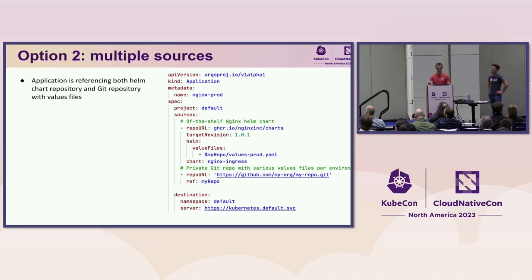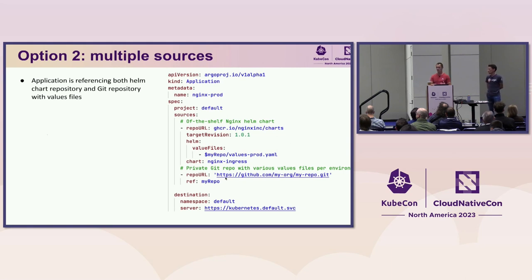The feature is called multiple sources. That's pretty much a different way of deploying together a set of manifests that are located in different sources. As you can guess from the name, an Argo CD application got the ability to describe multiple sources in a single application. It actually solves several use cases, but the Helm use case was the primary driver to build that feature. The YAML on this slide demonstrates how you can deploy Nginx using the off-the-shelf Nginx Helm chart with the value files that are stored in your private Git repository.